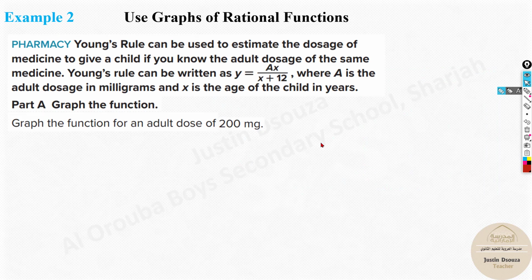Now here we have a real world problem: use graphs of rational functions. Related to pharmacy, Young's rule can be used to estimate the dosage of medicine to give a child if you know the adult dosage of the same medicine. Young's rule can be written as y equals ax divided by x plus 12, where a is the adult dosage in milligrams and x is the age of the child in years. Now, if you're sick, the medication that adults and children take is different.